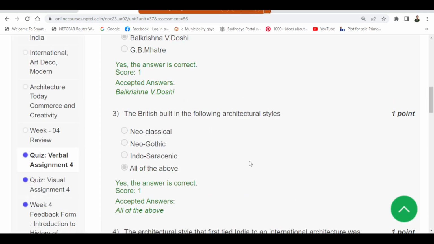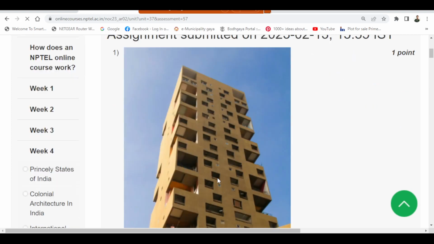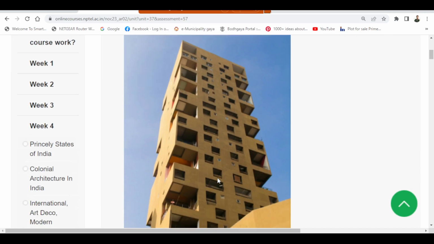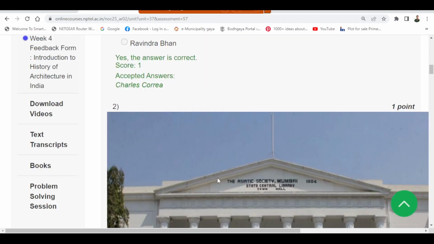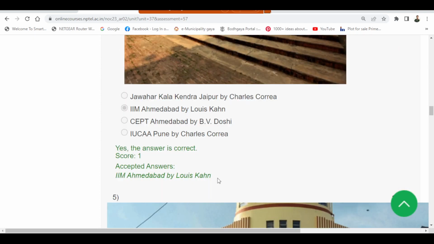Coming to the visual assignments. Identify this building. This is, I guess, the Kanchenjunga apartment. Kanchenjunga is designed by Charles Correa. What about this? Town Hall in Mumbai. Again, the style is neoclassical. We have just discussed this. The Palace at Chandwar. Then this is IIM Ahmedabad by Louis I. Khan. Then CEPT Ahmedabad was built by B.V. Doshi. IUCA Pune by Charles Correa, and Jawahar Kala Kendra Jaipur by Charles Correa.